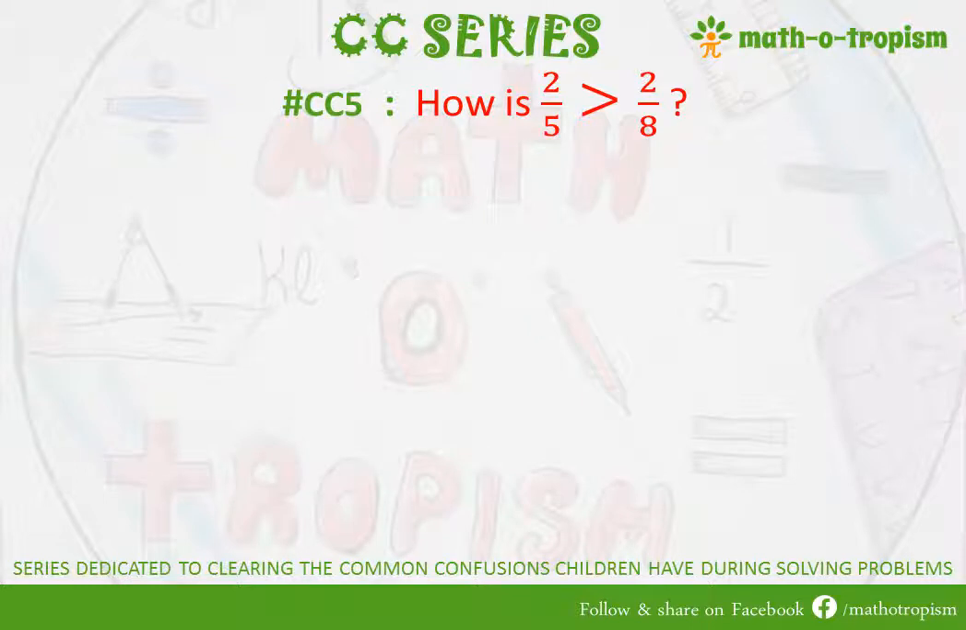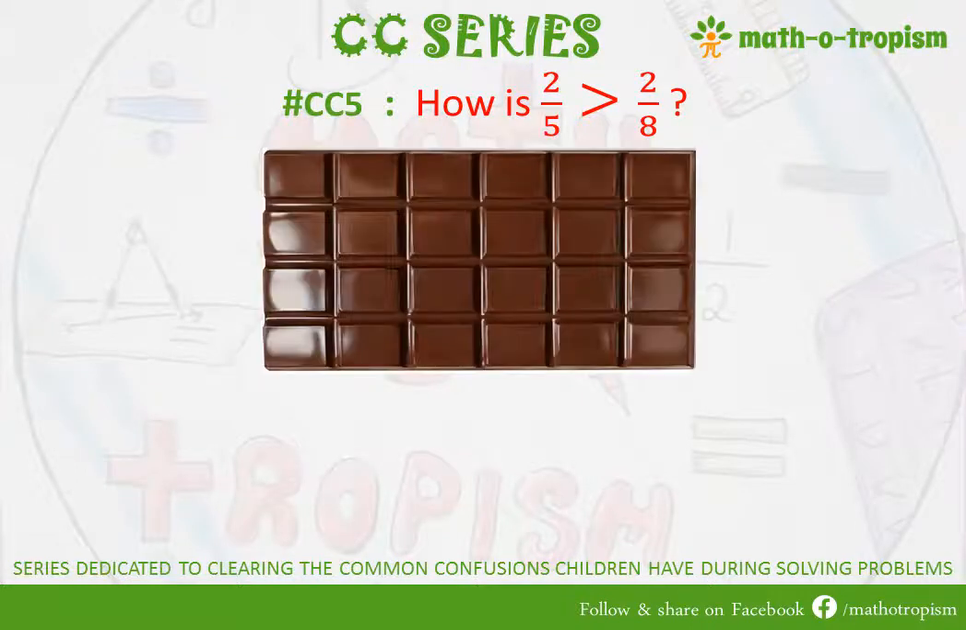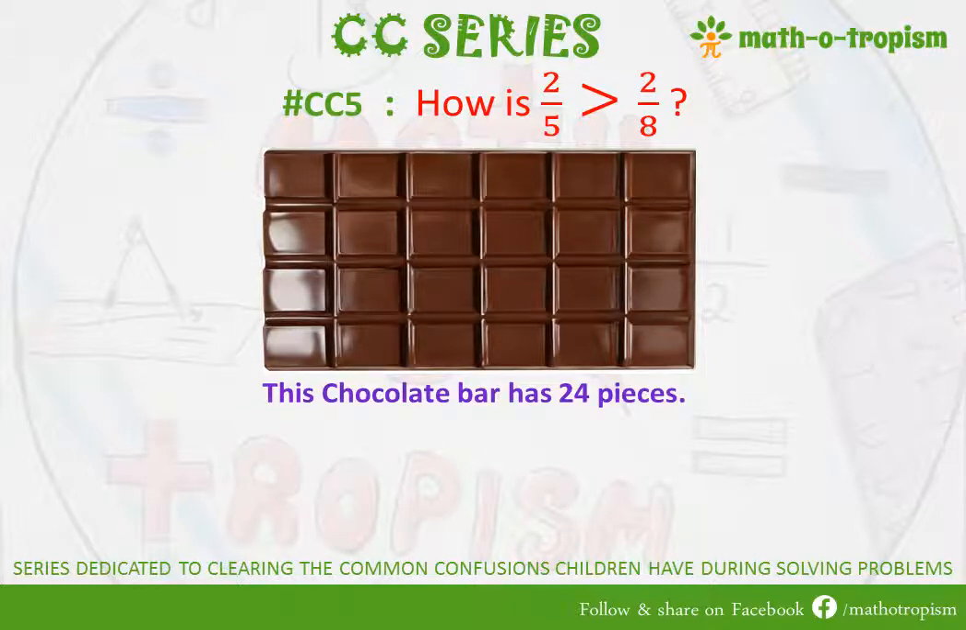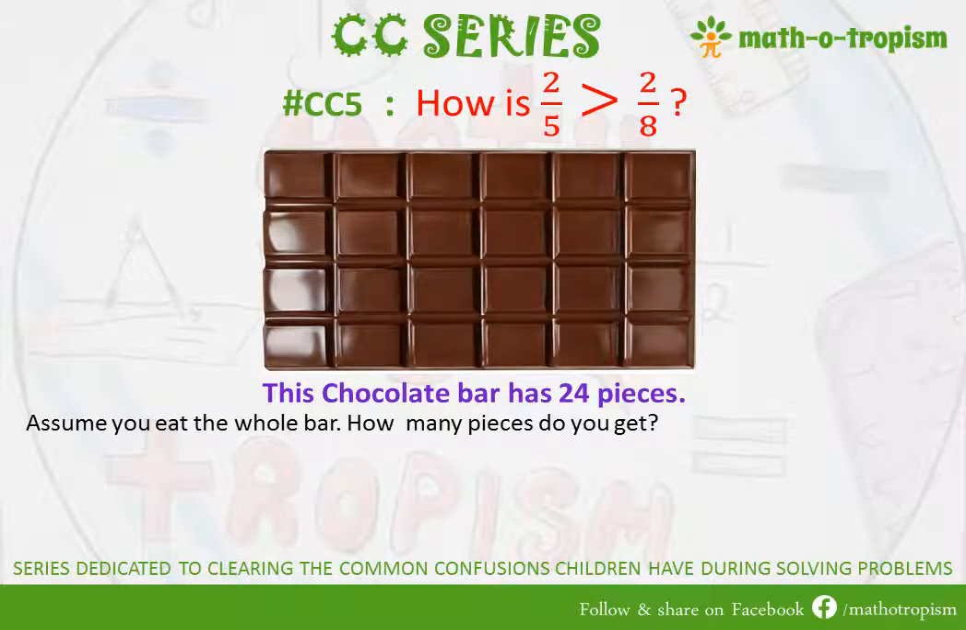Let us assume we have a bar of chocolate, and as you can see, this has been divided into pieces, and if we count, this chocolate bar has 24 pieces. Now assume if you are eating the whole bar, then how many pieces would you have got? You would have got 24 pieces because you will be eating all the 24 pieces.